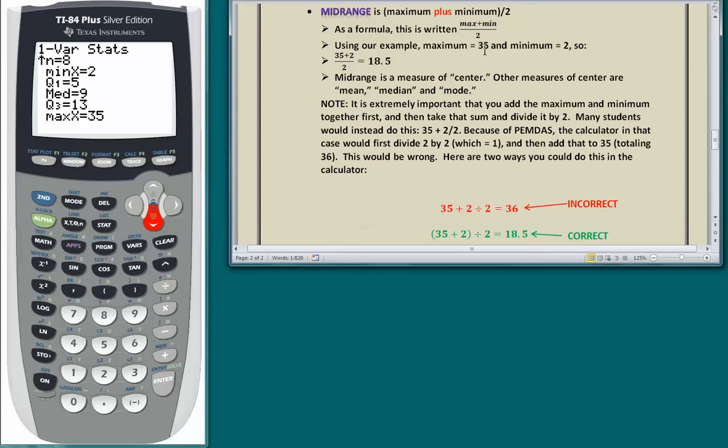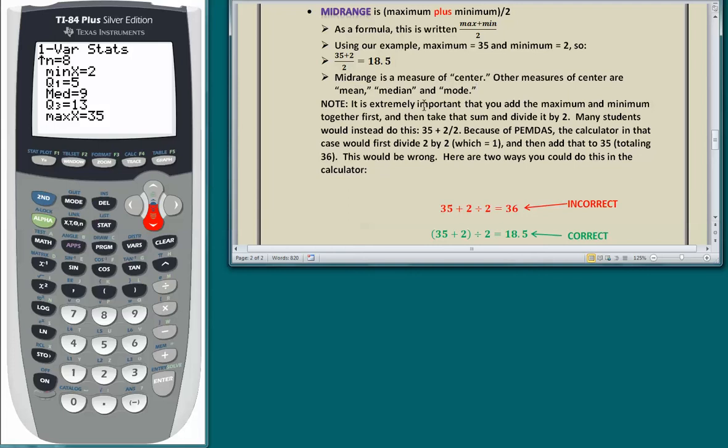In our example, the maximum was 35, the minimum was 2. So using this formula, we would have 35 plus 2 in the numerator, 2 in the denominator, and the answer is 18.5. So that's the mid-range. The mid-range, as you can see here, is a measure of center, unlike the range, which is a measure of variation. The mid-range is a measure of center. Other measures of center are mean, median, and mode.